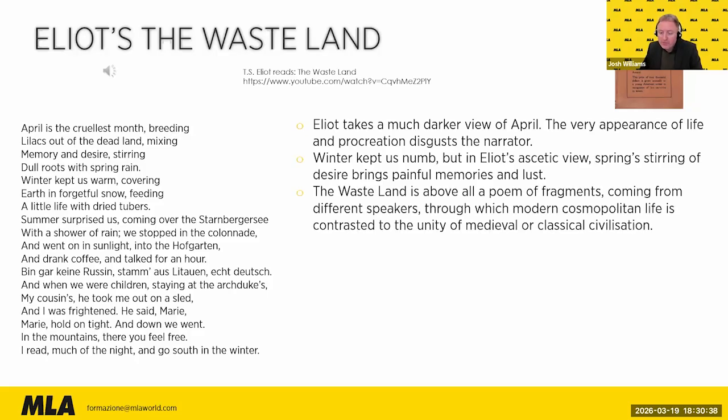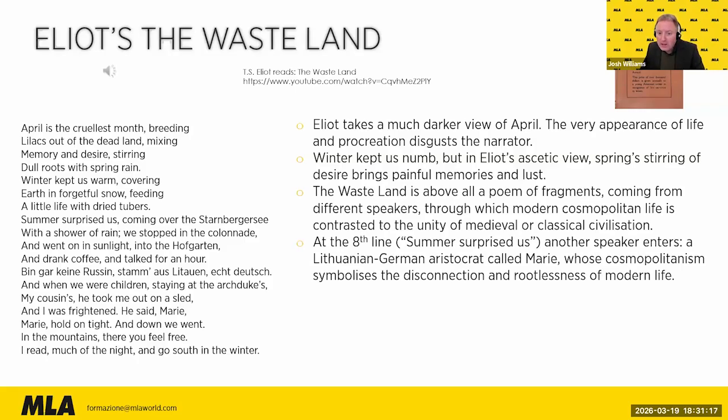The Waste Land is above all a poem of fragments. It comes from different speakers through which modern cosmopolitan life is shown, and he refers to many different cities. Here we have Lithuania, and then there are also references to Vienna and London. Well, it's particularly set in London. It's contrasted to the unity of medieval or classical civilization, where he's often contrasting these with old characters from ancient literature put into modern times.